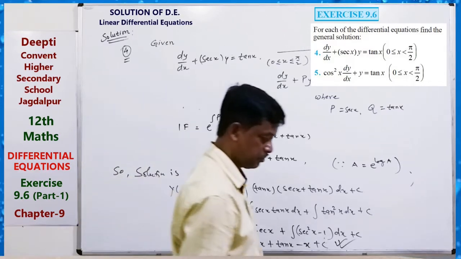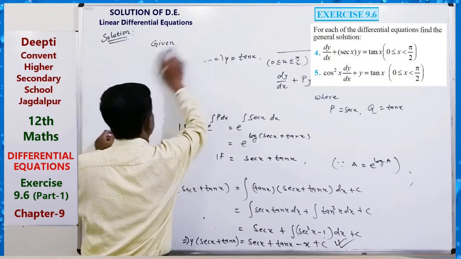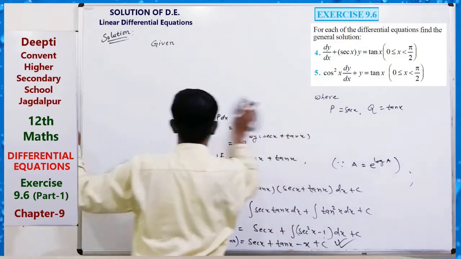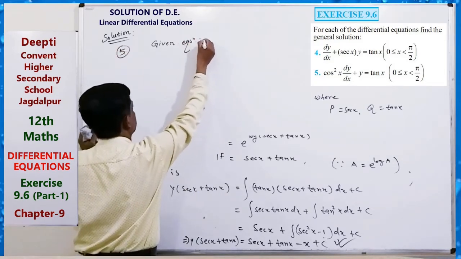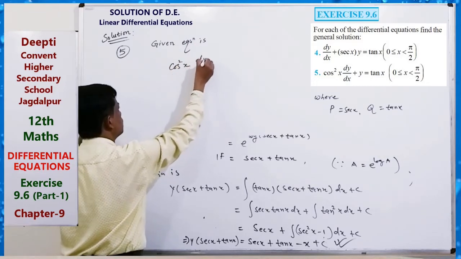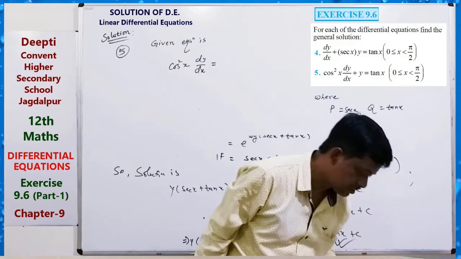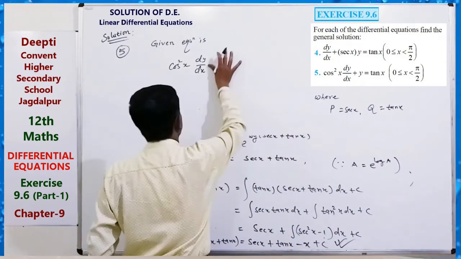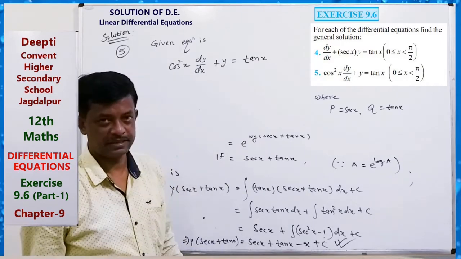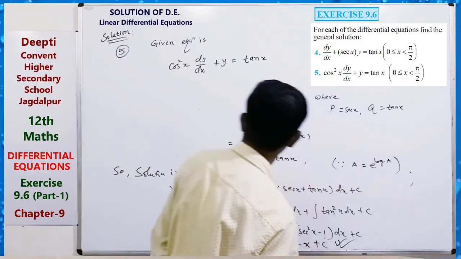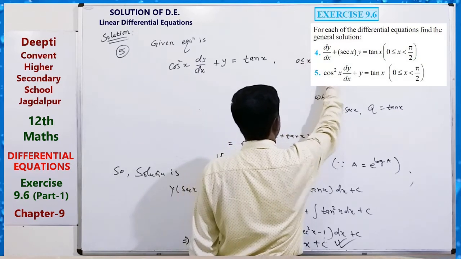Okay, now question 5. Cos square x dy upon dx plus y equals tan x, and 0 less than or equal to x less than pi by 2. Clear?